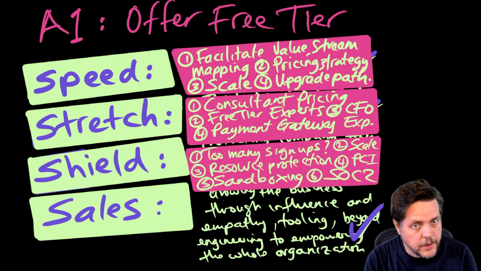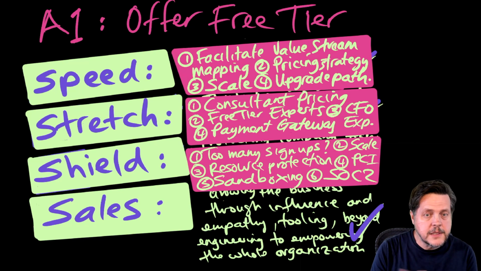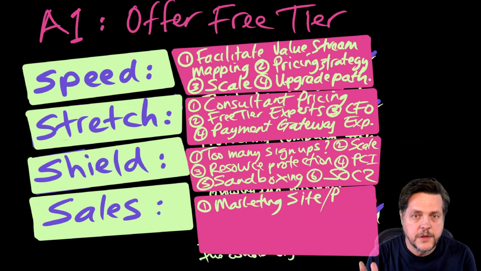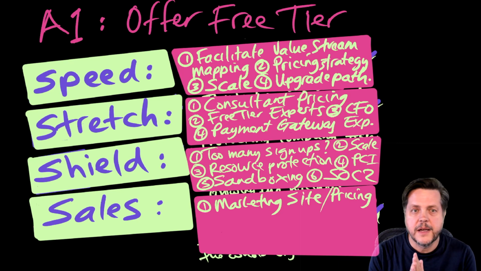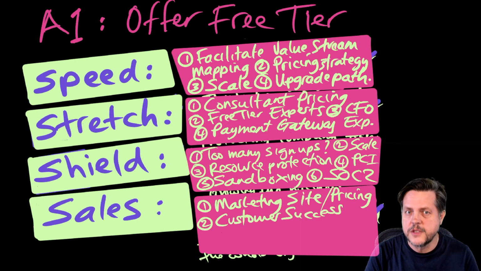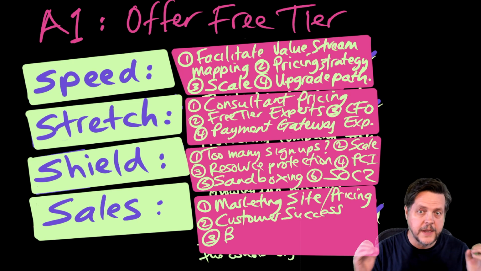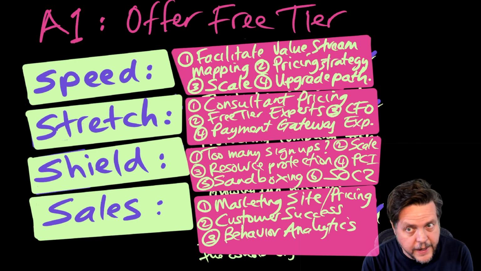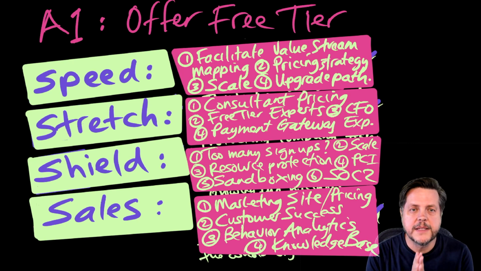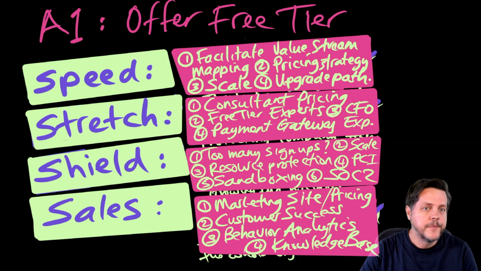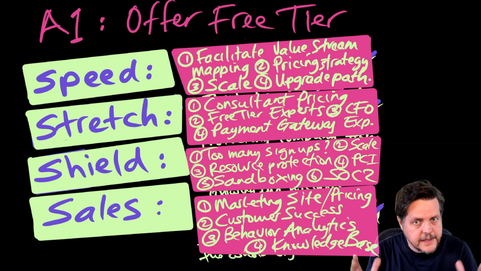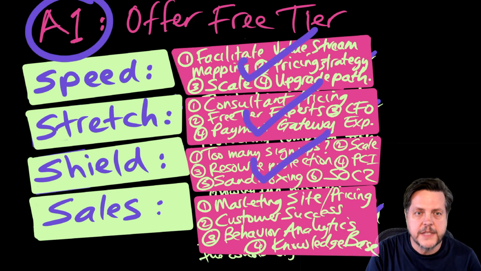Again, as an example, finally, A1 Sales looks like collaborating on the marketing site's pricing page and sign-up page, preparing customer success for new workflows, installing some behavioral analytics so we can see what our free users love doing, and how to implement a knowledge base to alleviate some of the pressures of our support team. Pretty detailed, but as CTO, you're working with your team to establish this.